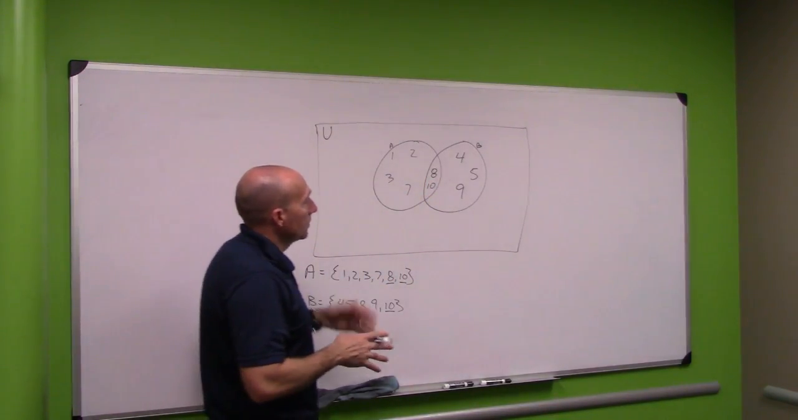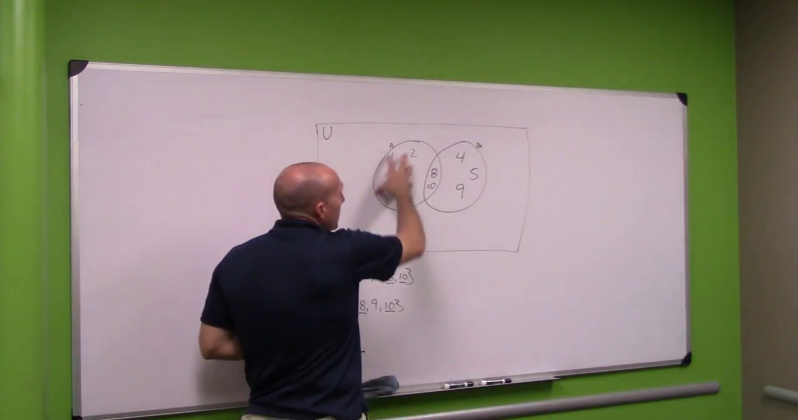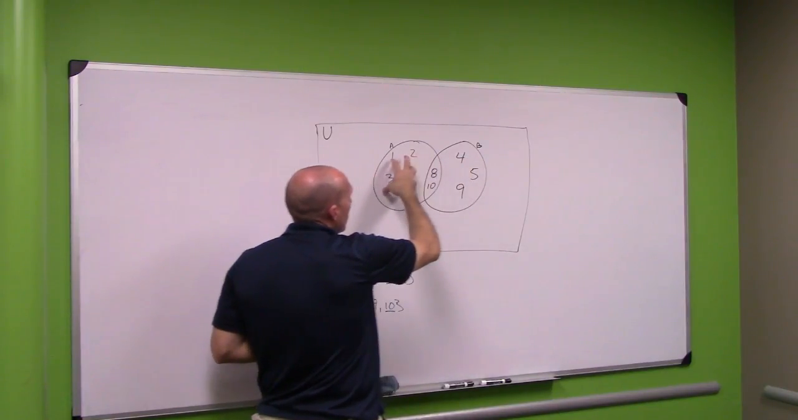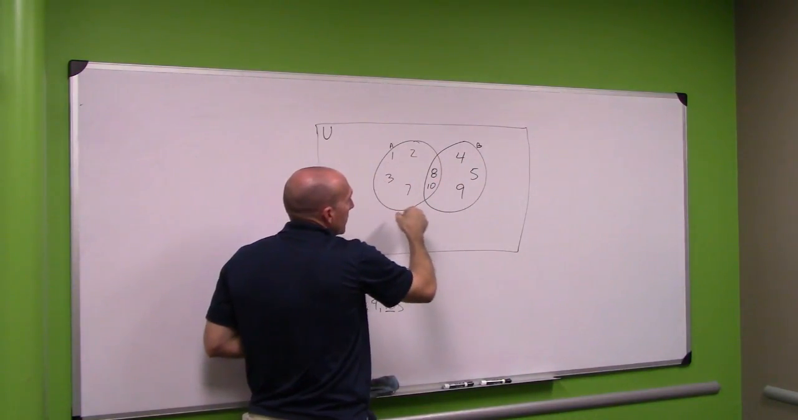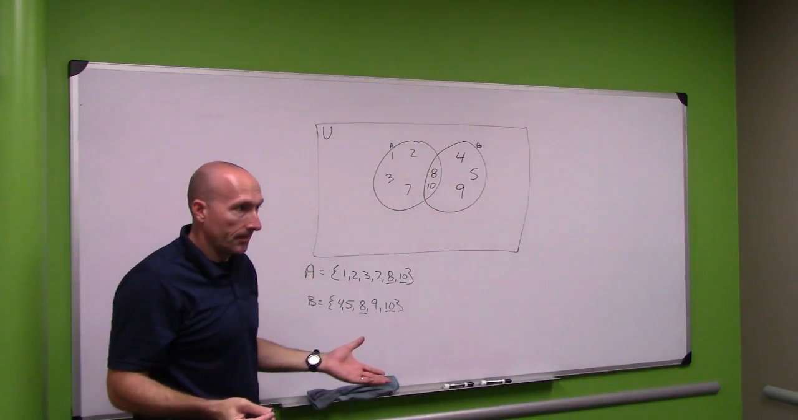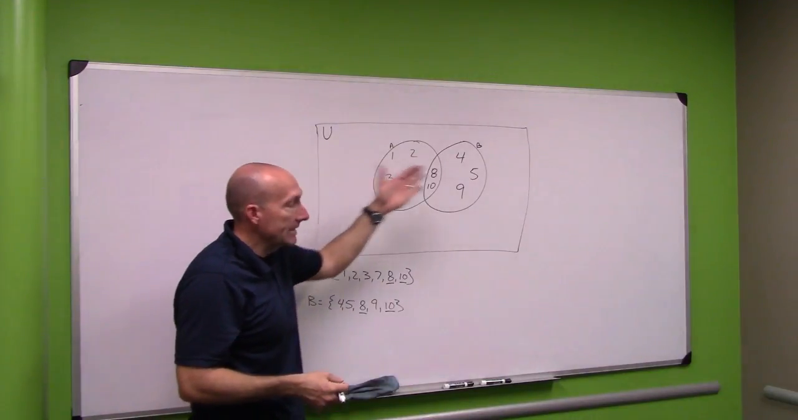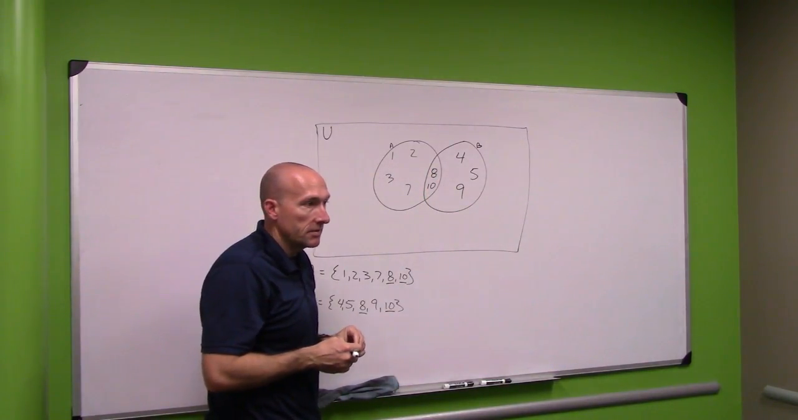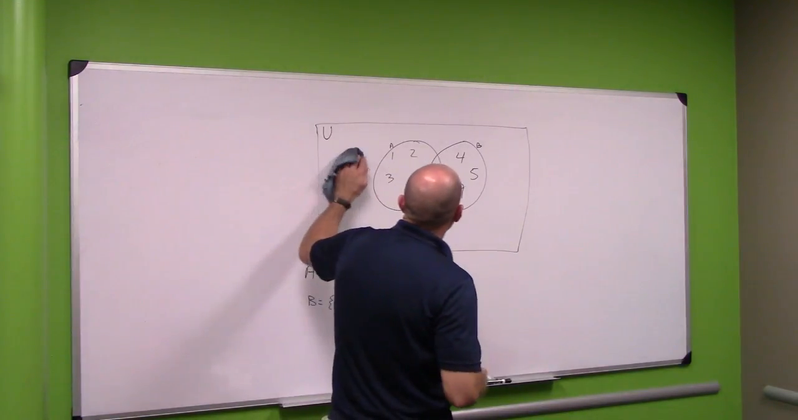Okay. So, just to recap, these elements are not part of this set, and these elements are not part of set A. But 8 and 10 are elements of both of them, both A and B. Make sense? Awesome.